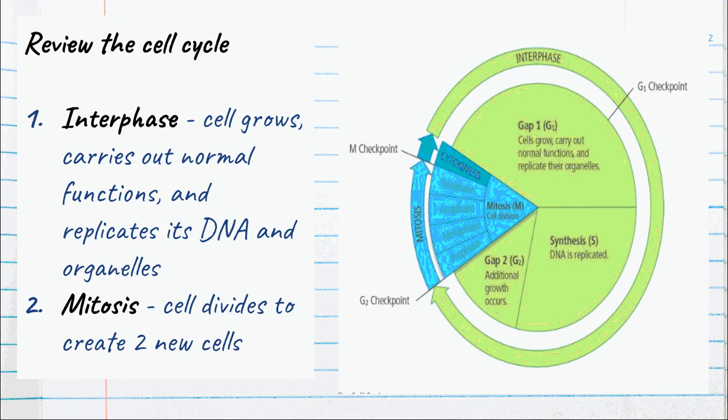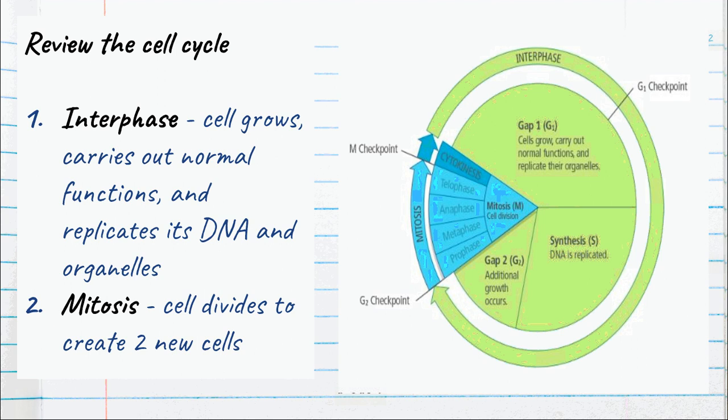Okay, on Monday in large group, we talked about the cell cycle. So this is just a life cycle for cells, and it represents a pattern of growth, also replication of DNA and organelles, and it also includes a period of cell division. So those two main parts of the cell cycle are interphase and mitosis.